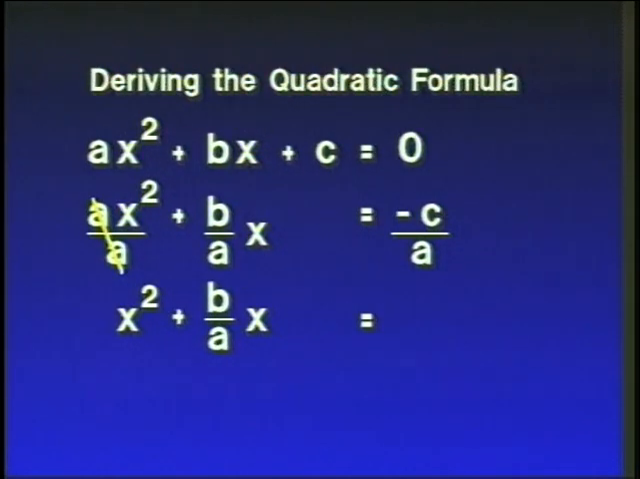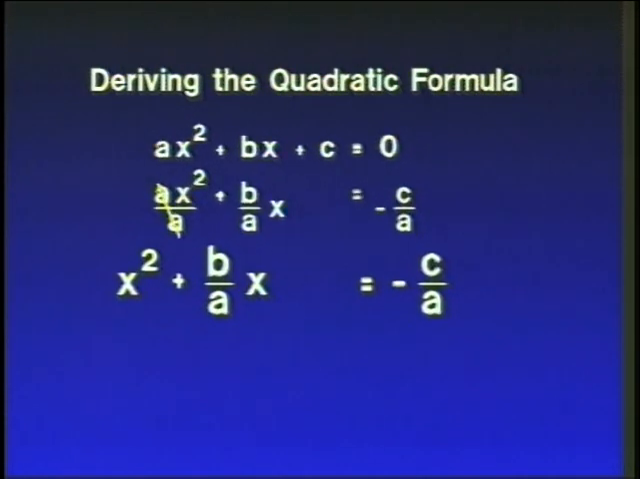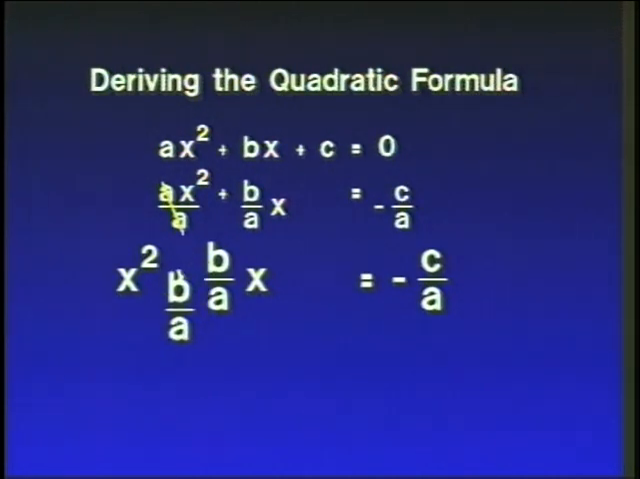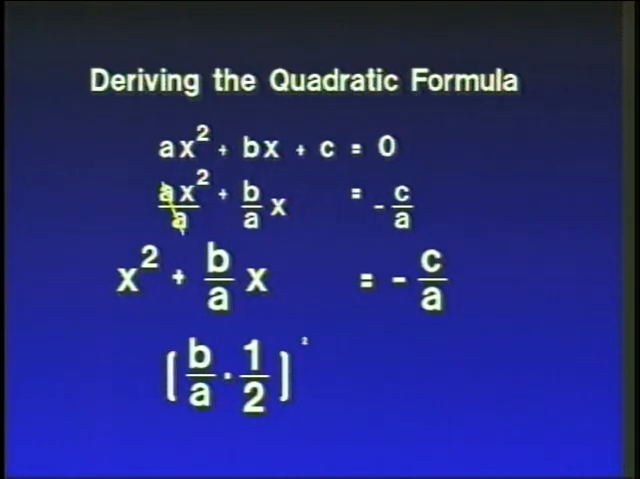And the negative c over a we'll think of as negative c over a. Now we're ready to complete the square. Now remember what our prescription was. It was to take the coefficient of that middle term, the coefficient of x, and take half of it, and then square the result. So here we have b over a times 1/2, quantity squared.